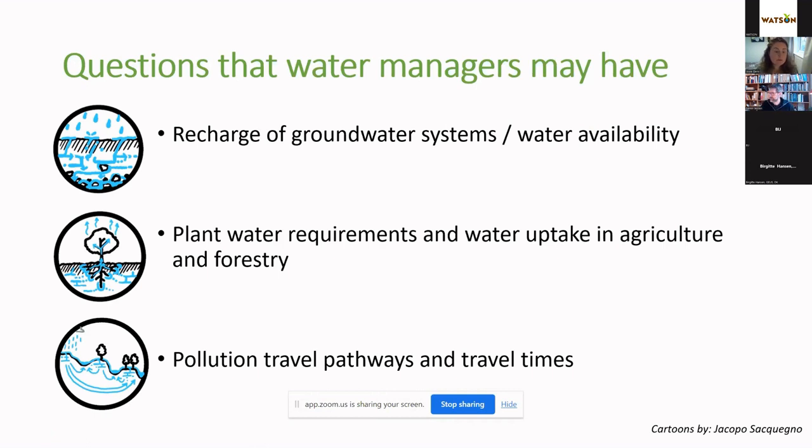Our second theme focuses on the flow of water absorbed by plants and from the soil given back to the atmosphere. And this has important questions around plant water requirements and water uptake in agriculture and forestry, for example. And the last theme focuses on the paths followed by water to travel from the atmosphere to the streams. This has many important applications, including, for example, determining pollution travel pathways and travel times.